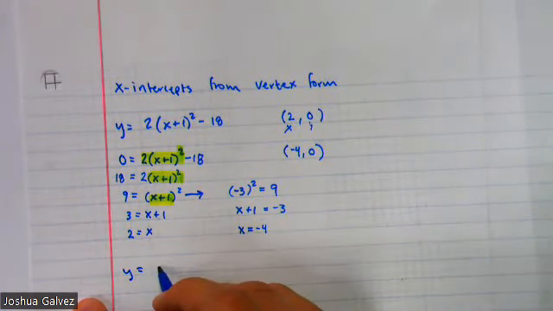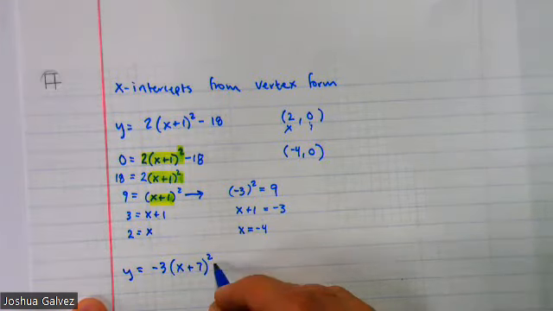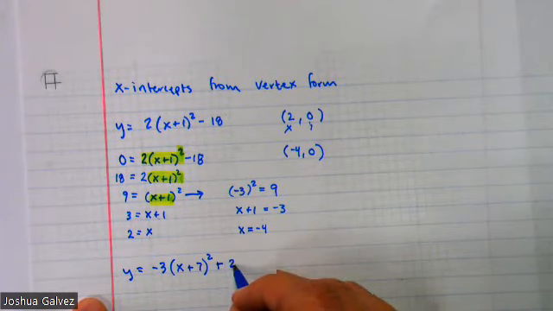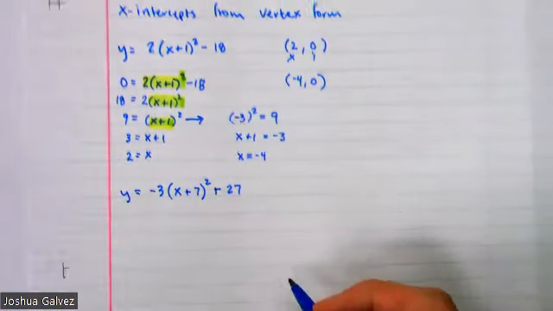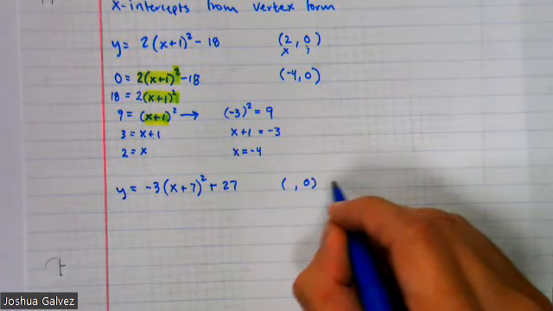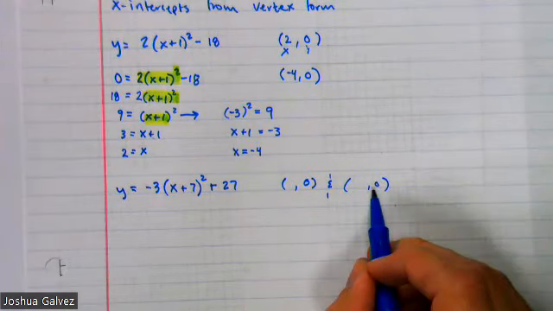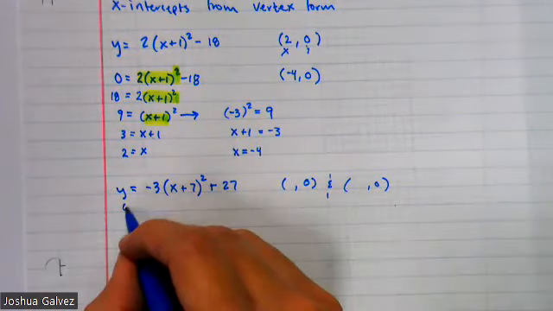Okay, we're going to do one more of these just so that you have another example to go on. So let's say we have y equals -3 times (x plus 7) squared plus 27. So we're looking for our x-intercepts. We know that they have to have 0 for the y's. So we can replace y with 0.